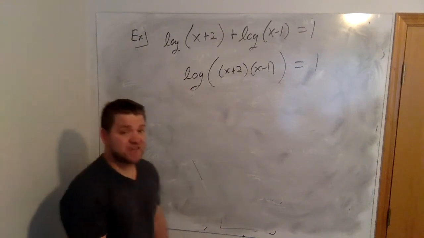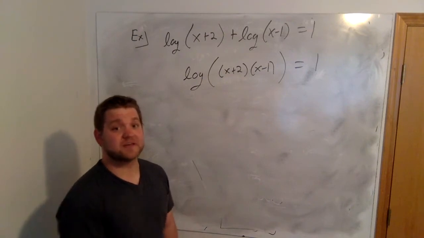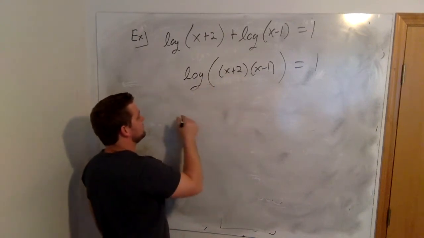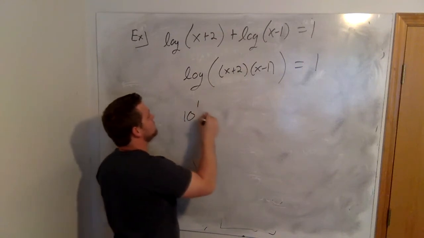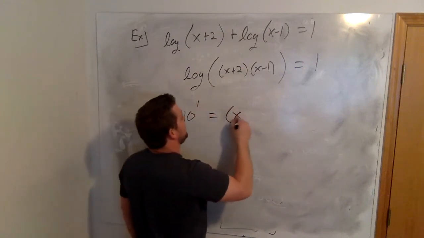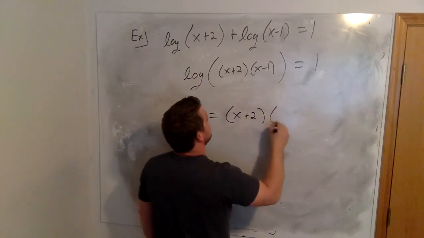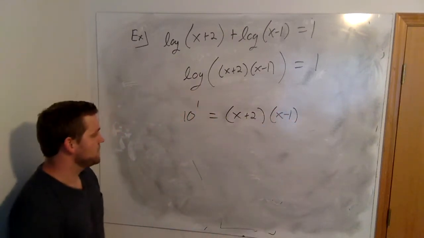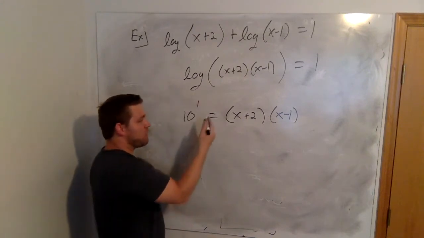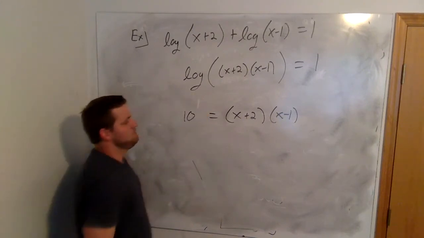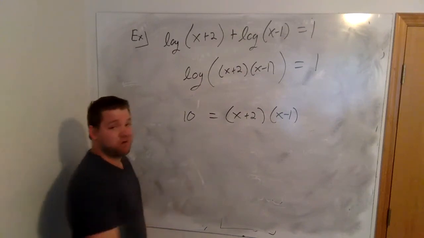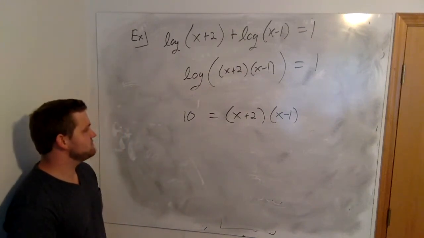Next step is we want to write this in exponential form. This is log base 10, so this is the same thing as 10 to the first power is equal to x plus 2 times x minus 1. We switched into exponential form. 10 to the first power is the same thing as just 10. So now we're left with a quadratic that we need to solve.